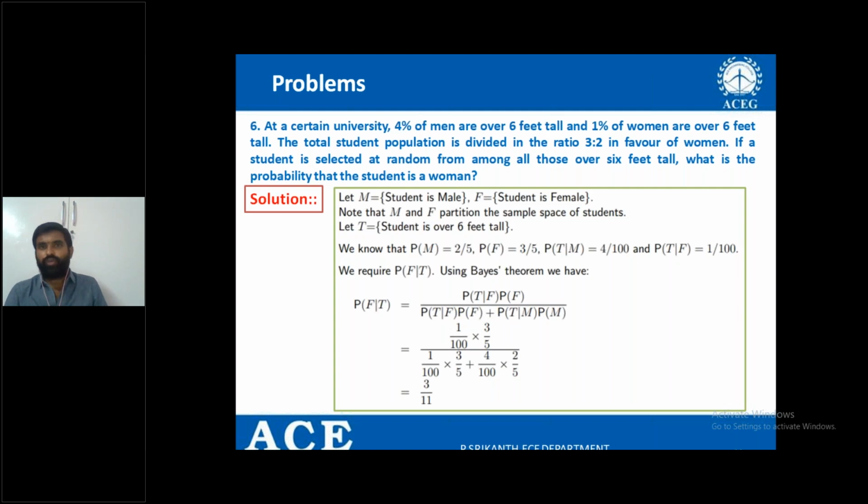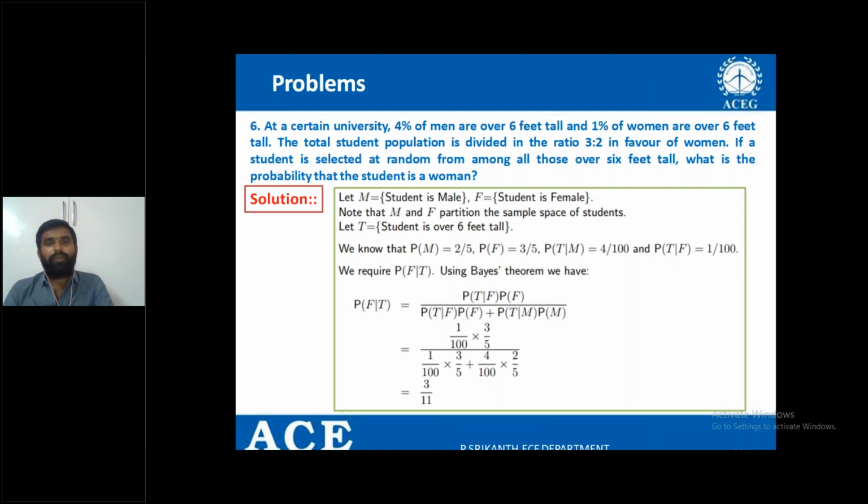F given T. So we know from the previous Bayes theorem relation, P of F given T equals P of T given F into P of F, divided by the total probability P of T. So now we are supposed to find first P of T given F and then P of T given M, and the given data is already there. P of F is given, P of M is given. What is P of M? 2 by 5. Why? Because the ratio is 3:2. And P of F is 3 by 5, ultimately a 60% chance, as we have a 3:2 ratio.